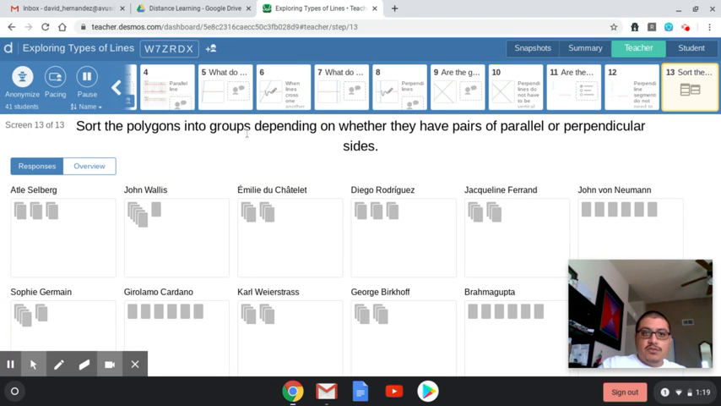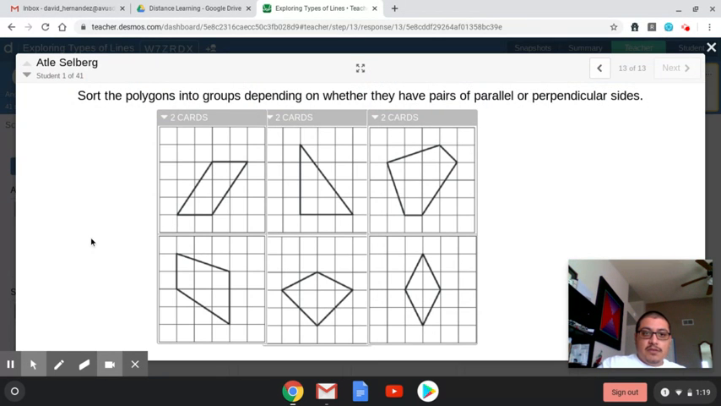Sort the polygons into groups depending on where they have pairs of parallel or perpendicular sides. So, let's look at the first one. So these are parallel, these are not parallel, these are not parallel. So if these are parallel, I could see how these two could be parallel too. Yeah, that makes sense. This one also is parallel.